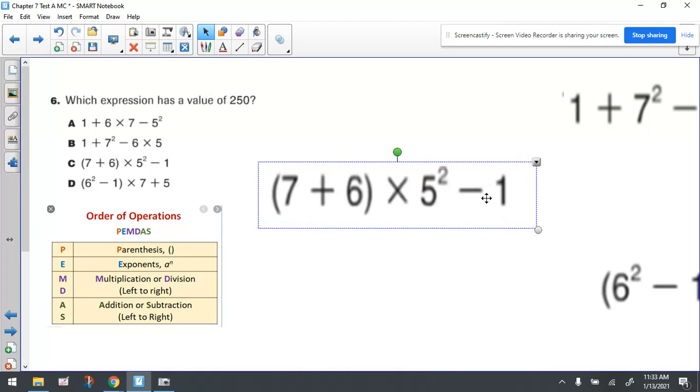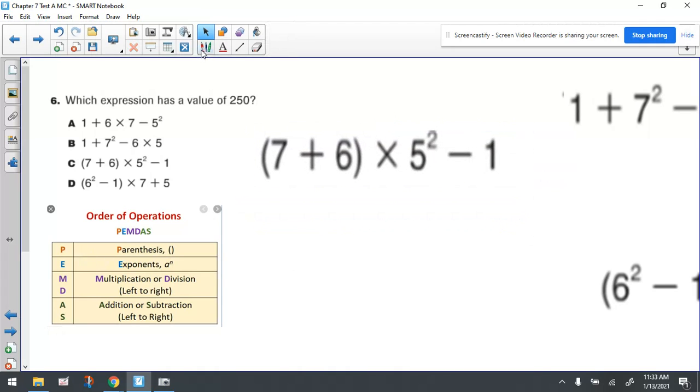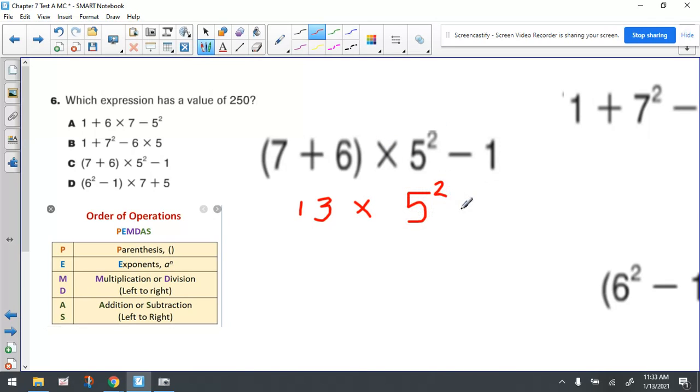All right, so if we think about our order of operations again, step 1 is to do the stuff in the parentheses. We have a set of parentheses right here, so we're going to go ahead and add that, and we end up getting 13. Copy everything that's left. So we have a times, we have a 5 squared, and we have a minus 1. All right, so we're done with parentheses. Let's move on to exponents. We have an exponent right here. We're going to get the 25. Because that doesn't mean 5 times 2, it means 5 times 5. And then we have the 13 times 25 minus 1.